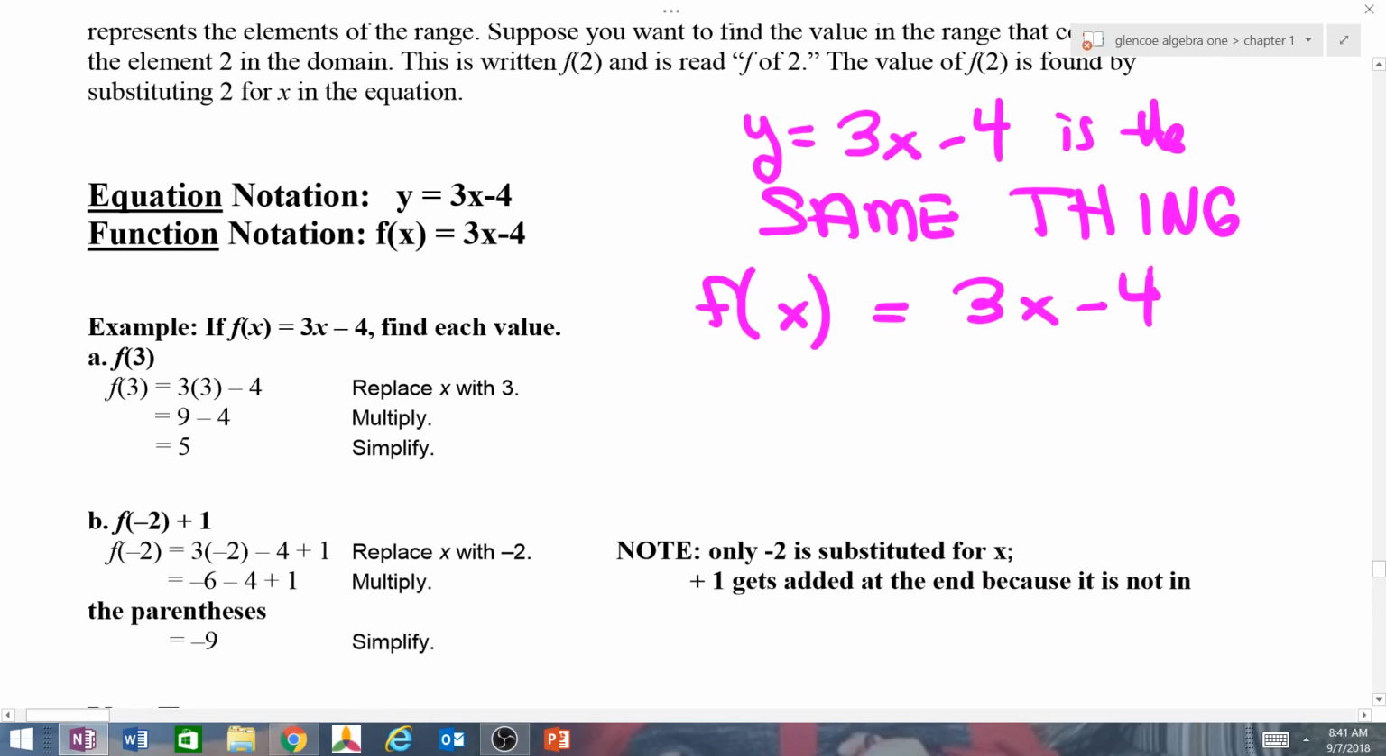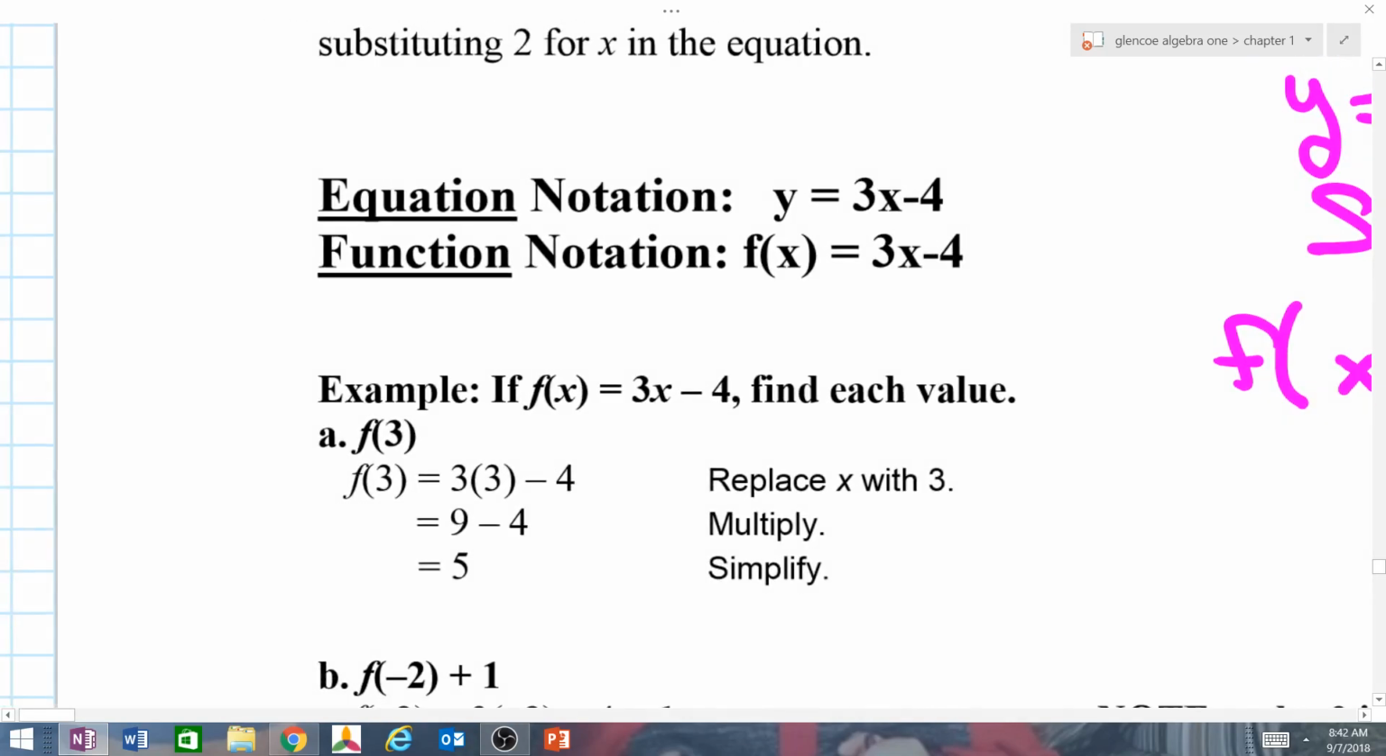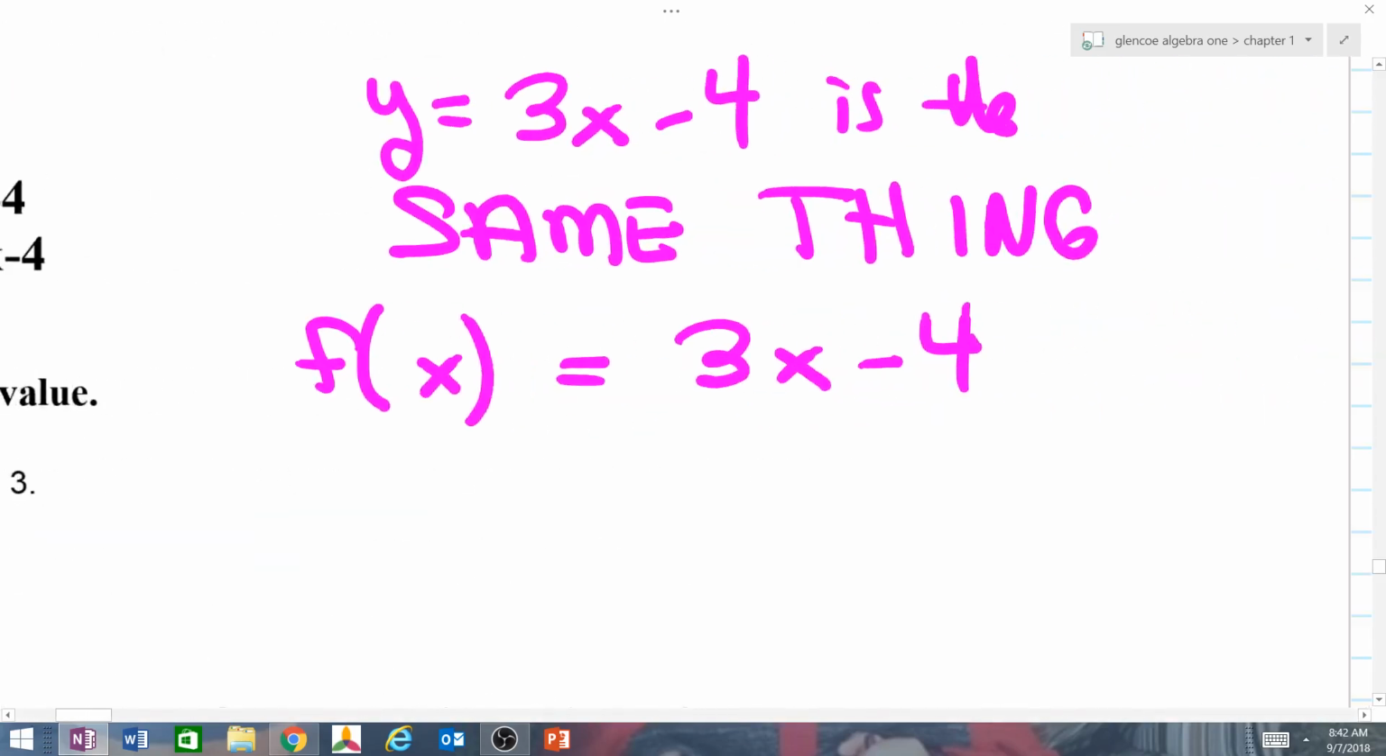So if I gave you an example like A in your notes, and it said, if f of x equals 3x minus 4, find each value. What is f of 3? What does that function equal when I replace x with a 3? And it's a simple, simple procedure. Wherever you see an x in the equation, what are we putting in? A 3. So this becomes 3 times 3, which is 9. 9 minus 4 is 5. So you could say f of 3 equals 5. Are you with me?